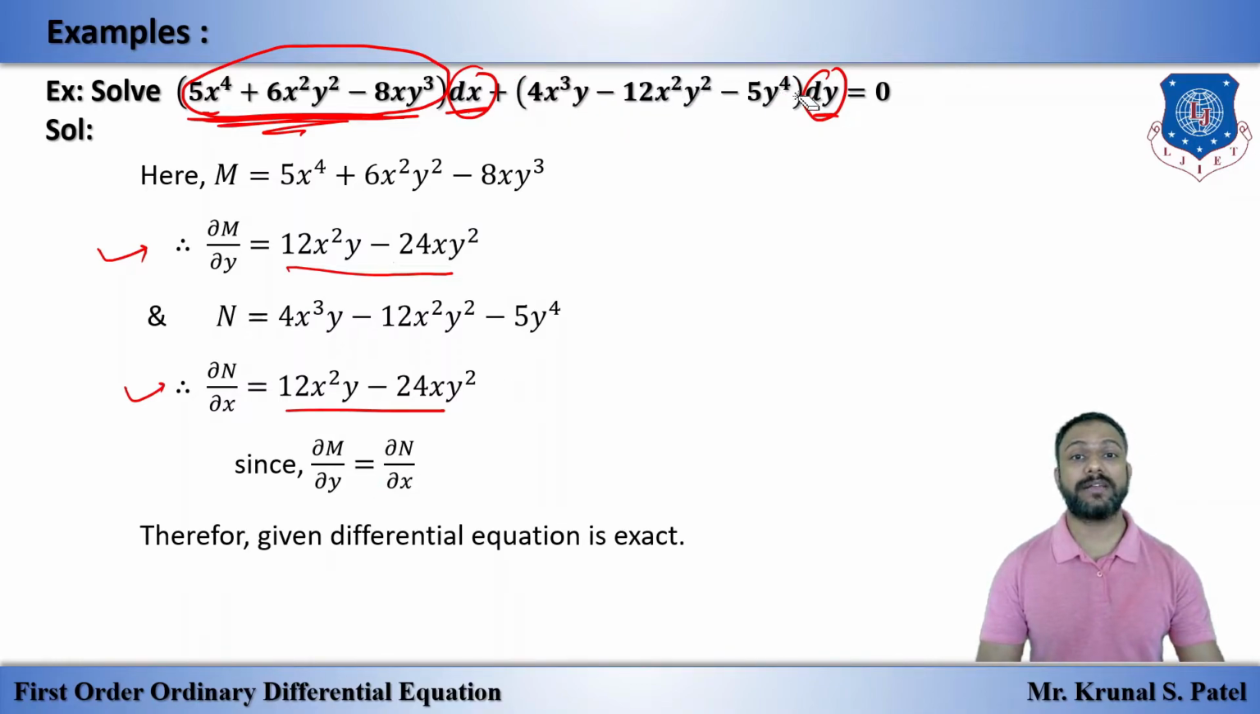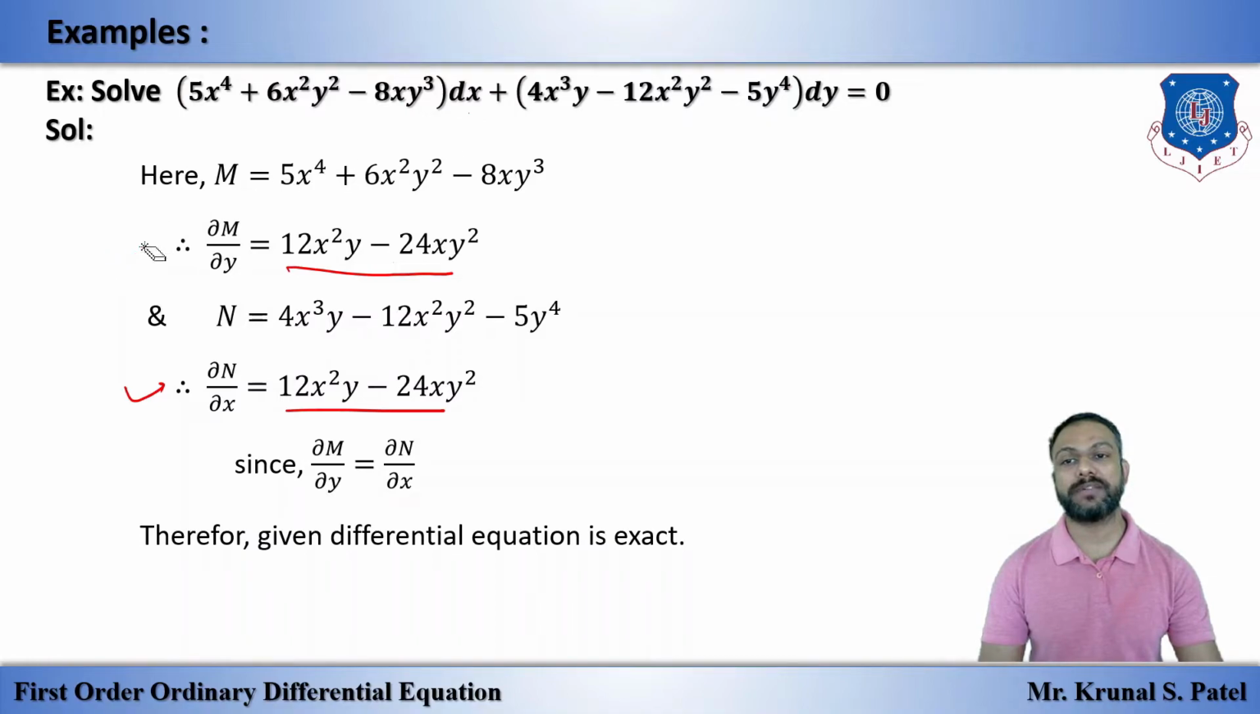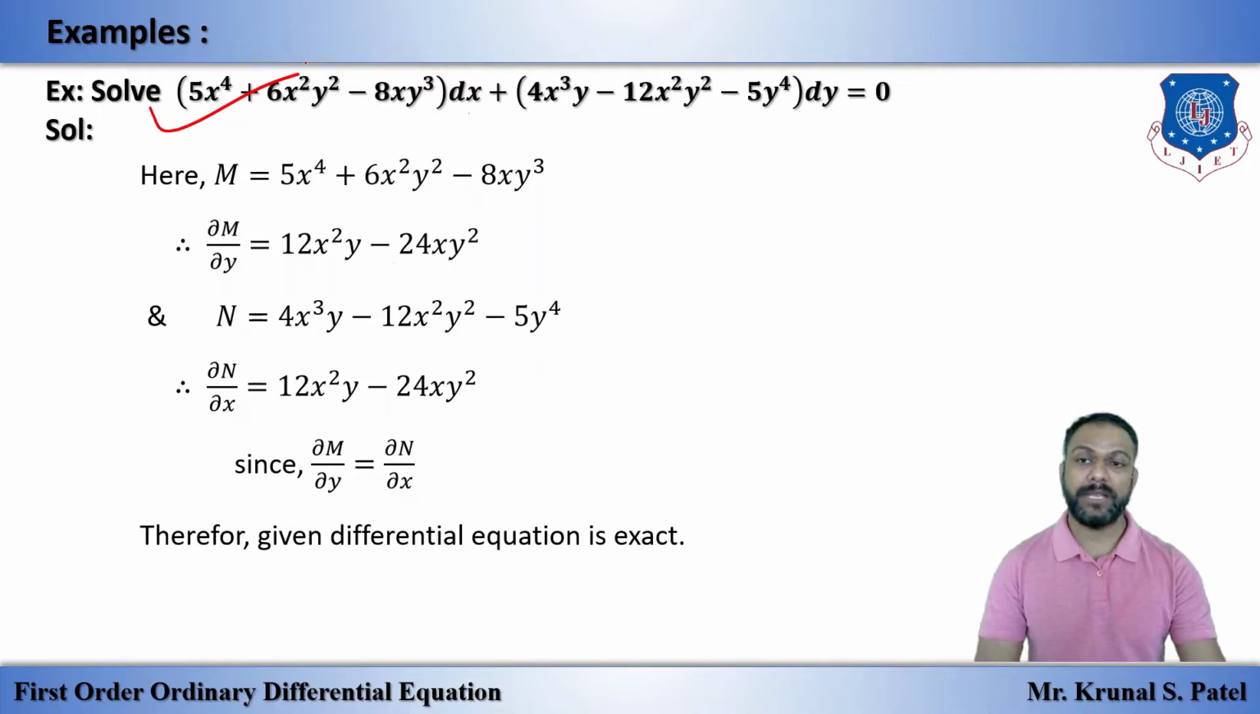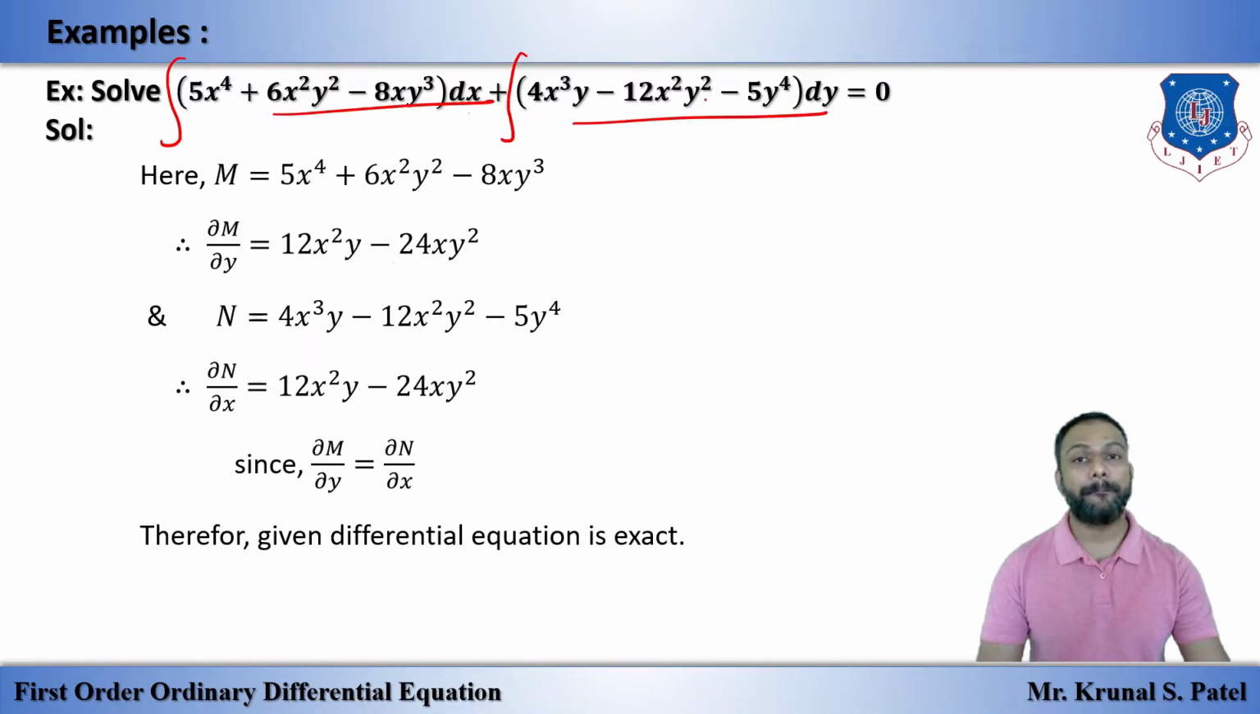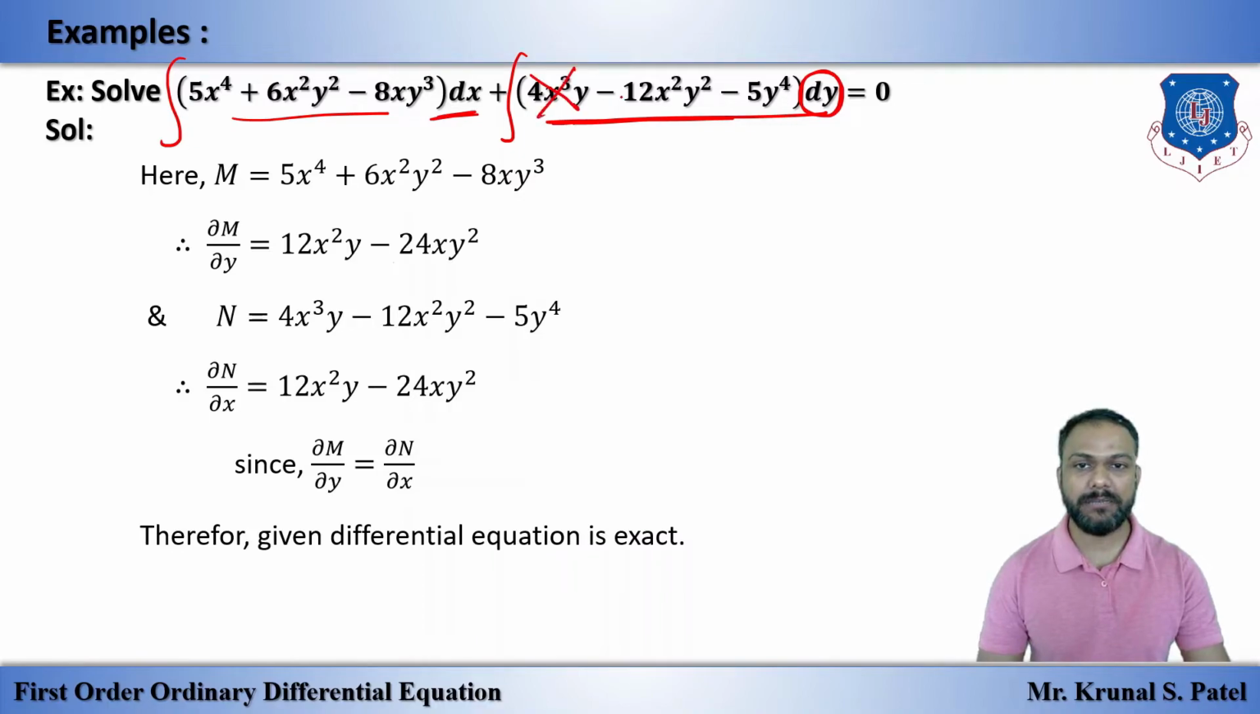So here we just decided whether the given differential equation is exact or not, and we found that it is exact. If the given differential equation is exact, then we have to find the solution, and as we have discussed, we just integrate these two with respect to x and with respect to y. But we have to decide that whenever we are integrating with respect to x, we treat y as a constant, and when we integrate with respect to y, we take the terms free from x. That means we have to omit this term and this term, because both terms contain x, and we take only terms free from x.